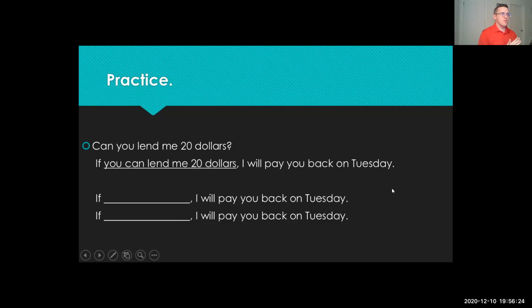Can you lend me $20? If you can lend me $20, I will pay you back on Tuesday. Again, to shorten it, we can keep the subject, and here we have a modal. If you can, I will pay you back on Tuesday. Or, if so, I can pay you back on Tuesday.